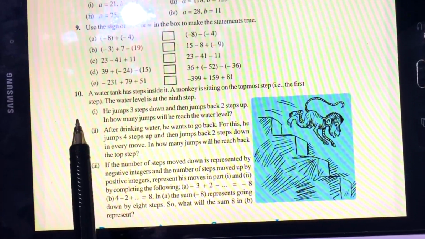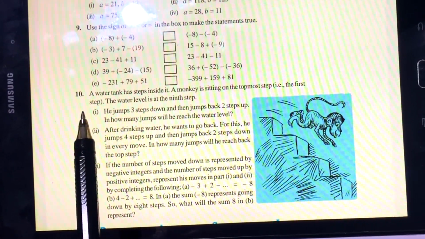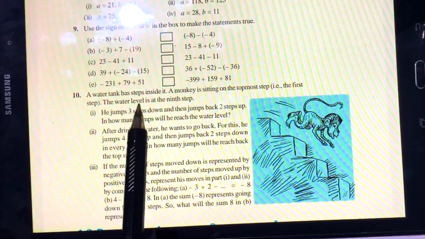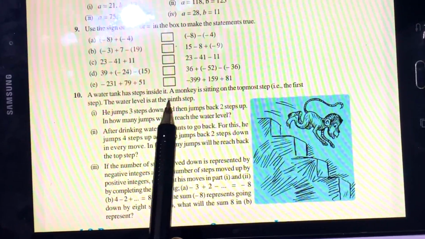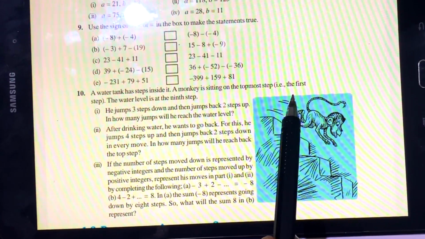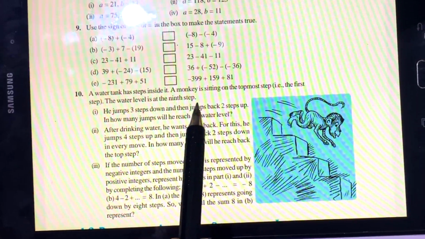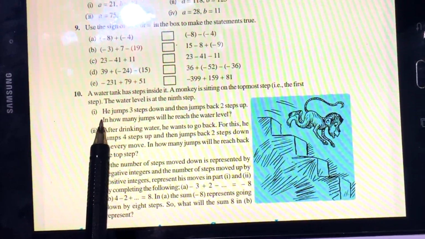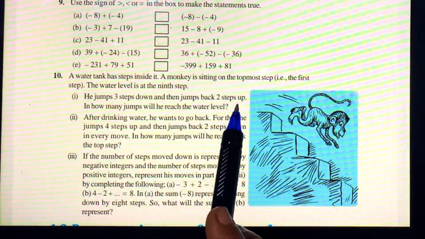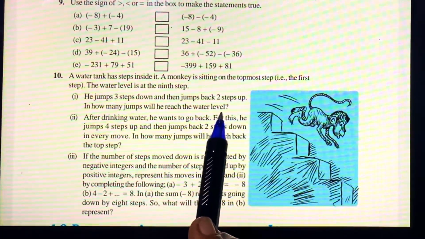Now I will move to the 10th sum. A water tank has steps inside it. A monkey is sitting on the topmost step, that is the first step. The water level is at the 9th step. The question is, he jumps 3 steps down and jumps back 2 steps up. In how many jumps will he reach the water level?